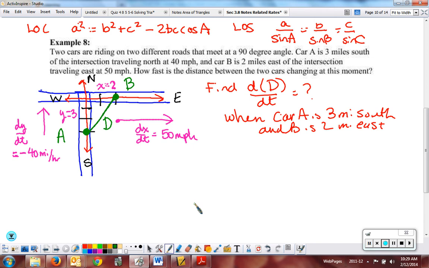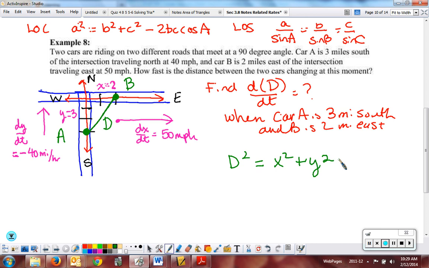All right, so what do I do next? I have drawn a picture, figured out what they're asking for. I need an equation relating my variables. My variables are x, y, and d, right? D squared equals x squared plus y squared.